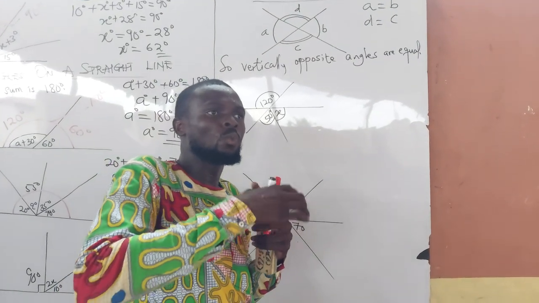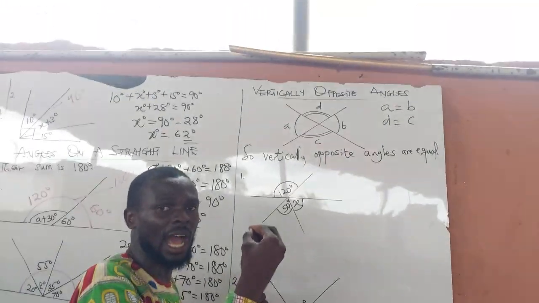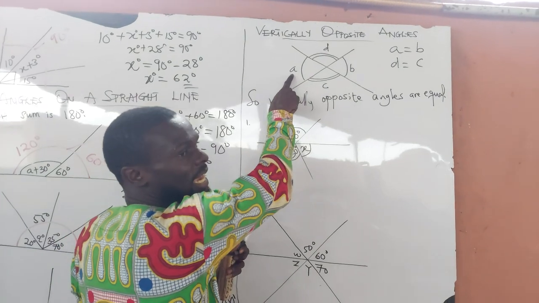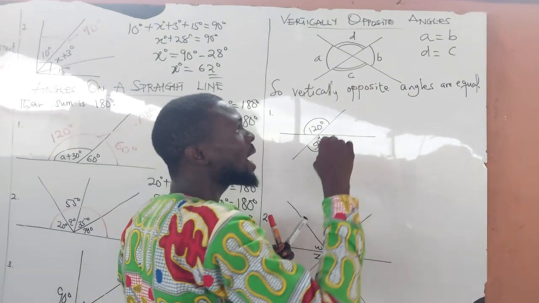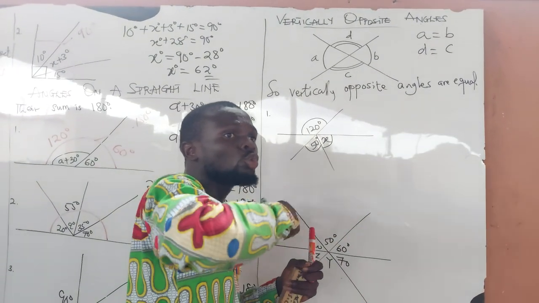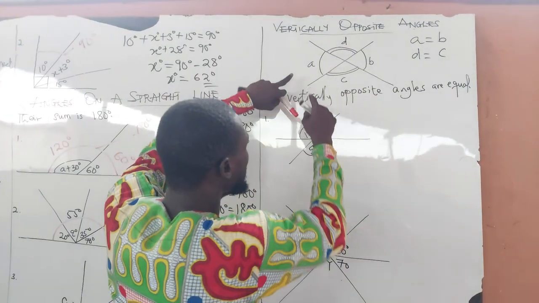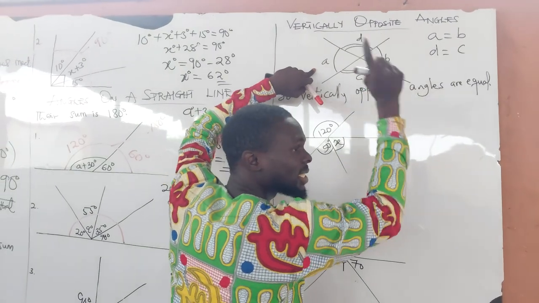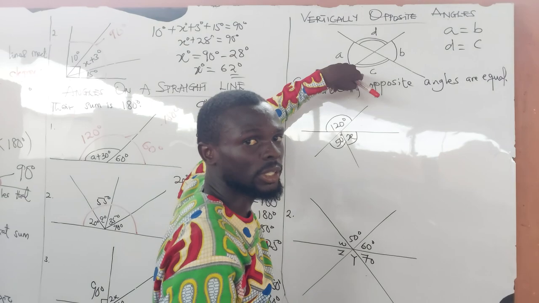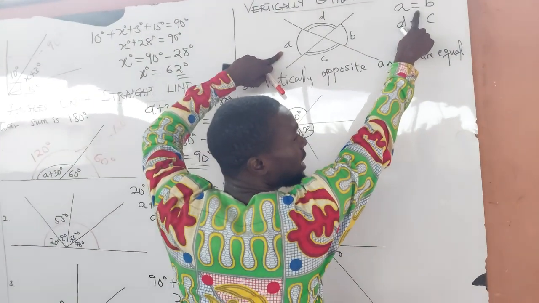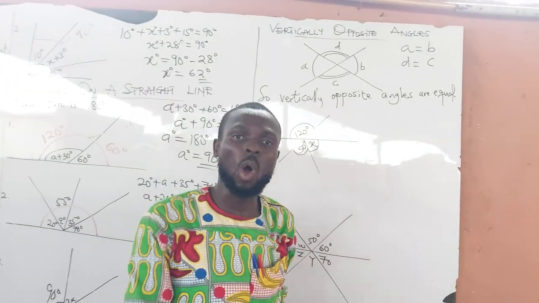So vertically opposite angles are equal. Now you should know when an angle is opposite to the other one. Looking at this diagram, it explains the vertically opposite angles in the sense that this angle, which is the A, is opposite to this, and this angle, which is the D, is opposite to this. So once you are able to see that an angle is opposite to another, then those two angles are equal. So if A is 60 degrees, then this one is also 60 degrees. If D is 120 degrees, then C is also 120 degrees. So you can see the expression here that A is equal to B and D is equal to C. This is because vertically opposite angles are always equal.